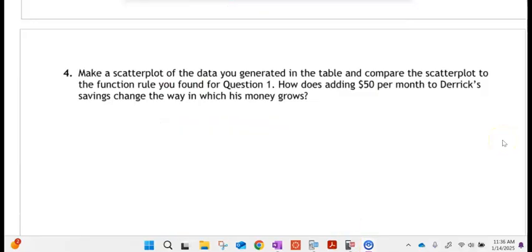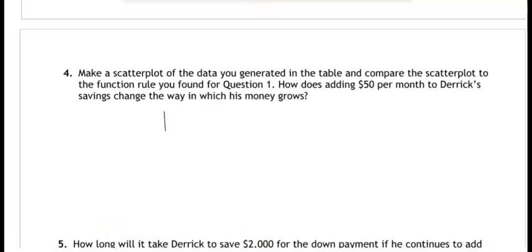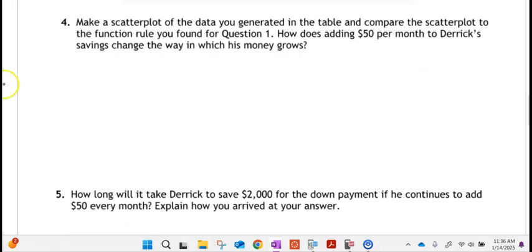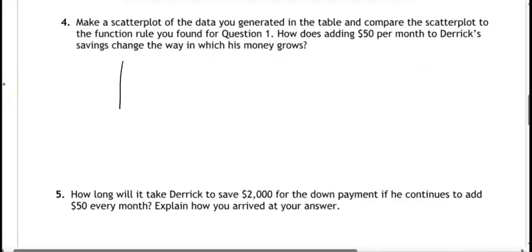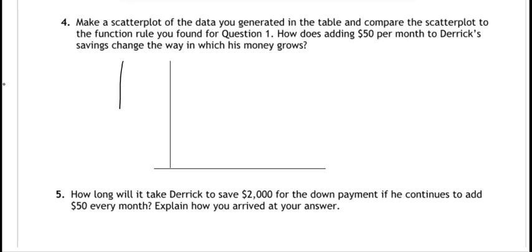All right, so now it says make a scatter plot of the data that you generated in the table and compare the scatter plot to the function rule you found for question 1. How does adding $50 per month to Derek's savings change the way in which his money grows? So let's create a scatter plot of this data. Oh, that is not a straight line. Hold on. Okay, scatter plot. Well, that's not straight. And of course, it won't let me erase. So there we go.